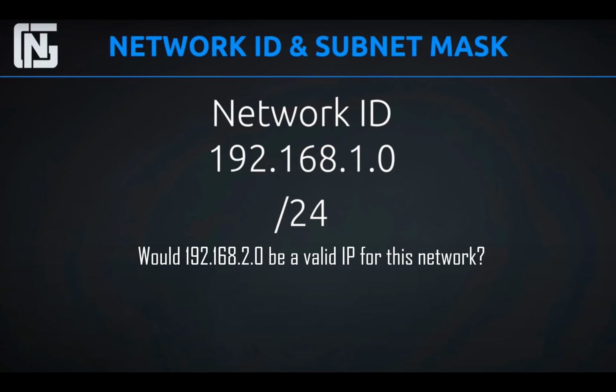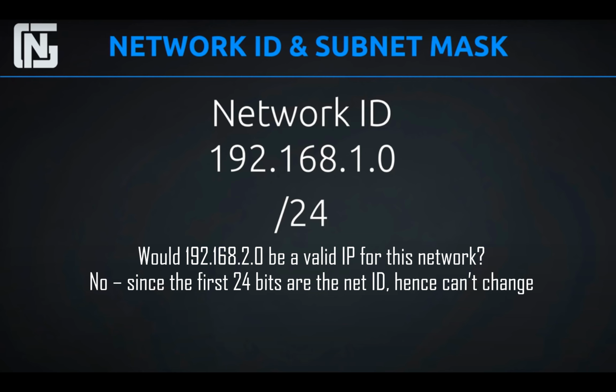Let's think then, would this IP address be valid for this network? If you think about it, this is going to be no, since the first 24 bits are the network ID, so they're not going to change. That's probably not a good explanation.